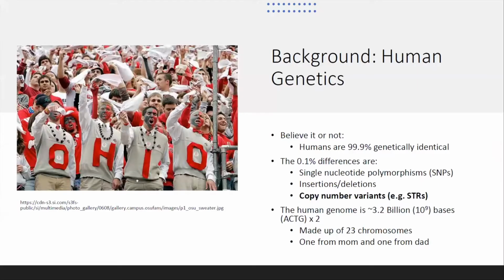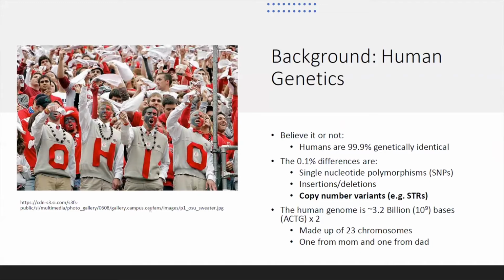All right, so a little bit of background, and here's the obligatory Buckeyes picture. So we'll talk a little bit about genetics. Believe it or not, we're all 99.9% identical. And there are some slight differences in our genomes amongst humans, and they fall into three general categories, at least for what we'll be talking about today.